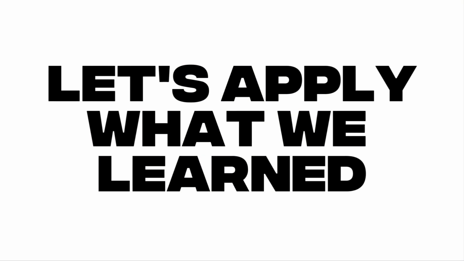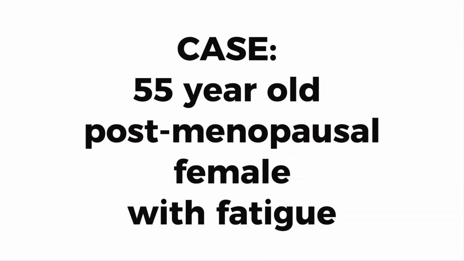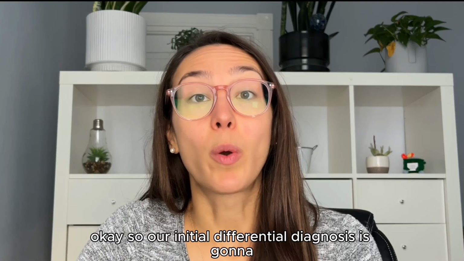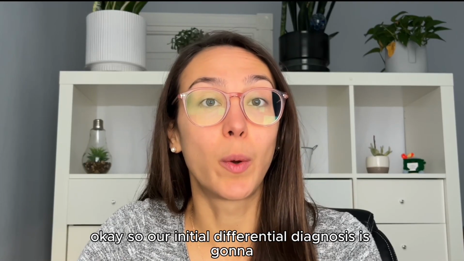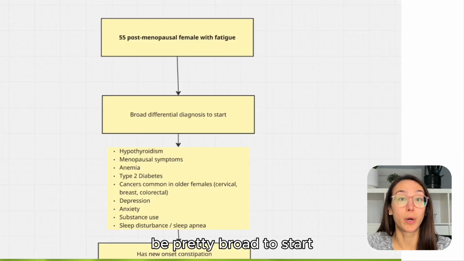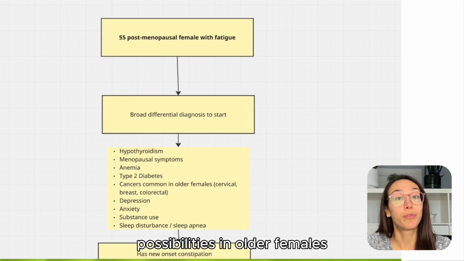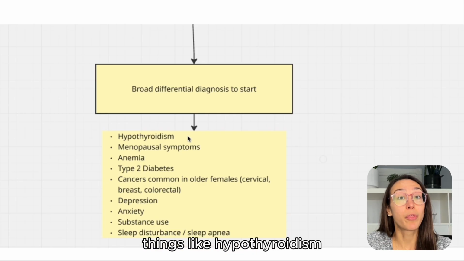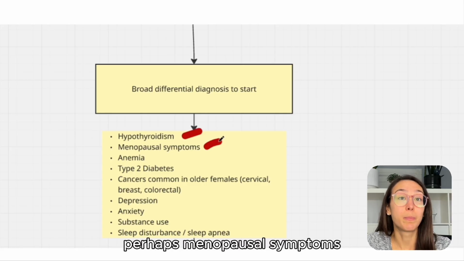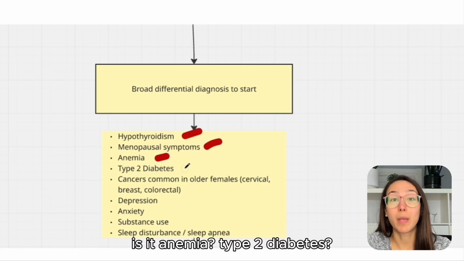Let's apply everything we just learned with a case. We're seeing a 55-year-old post-menopausal female with fatigue. Our initial differential diagnosis is going to be pretty broad to start, but we still want to think of the more common possibilities in older females. Things like hypothyroidism, perhaps menopausal symptoms. Is it anemia, type 2 diabetes?